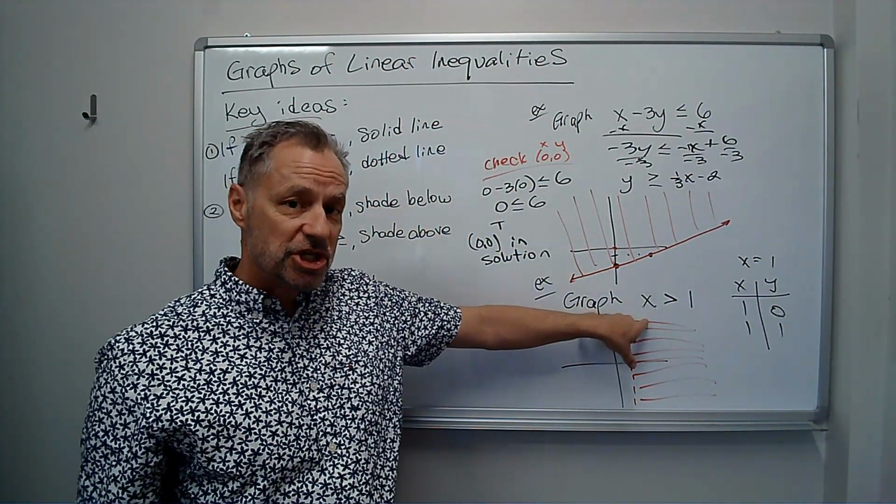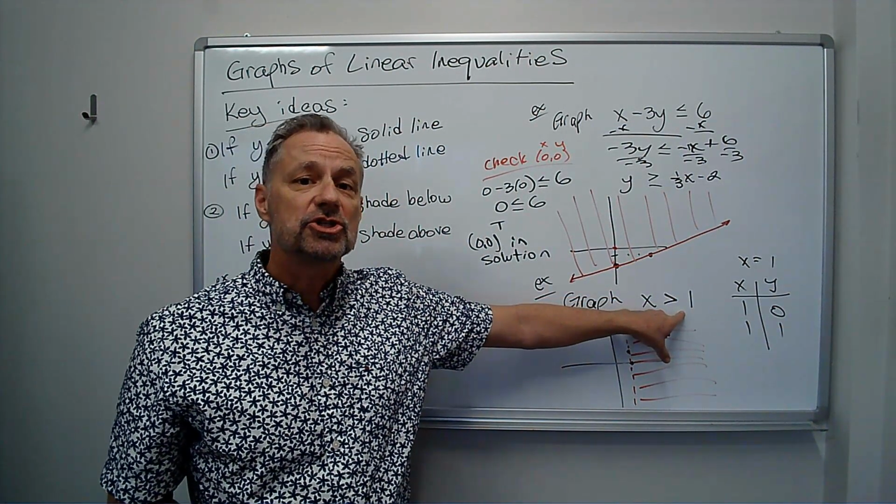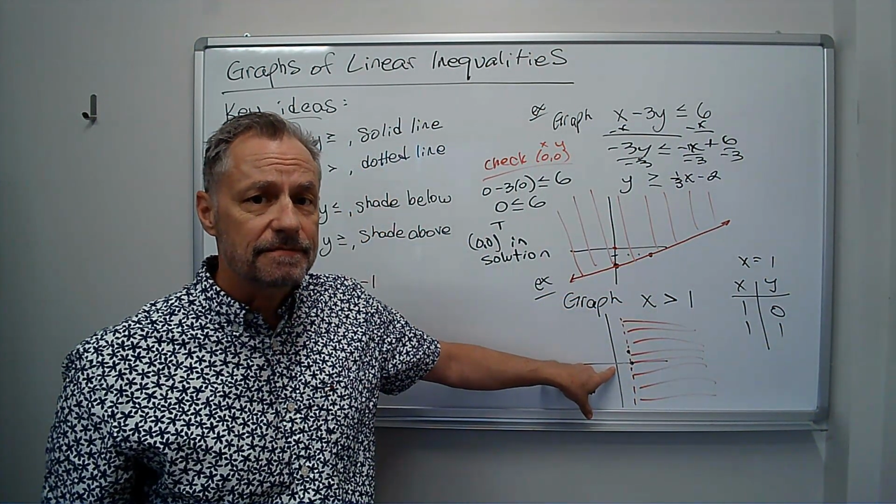Again, you could check 0, 0. 0 greater than 1, oh, that's not true. It shouldn't be shaded, and 0, 0 is not shaded.